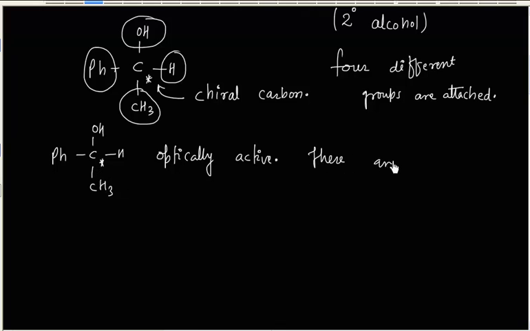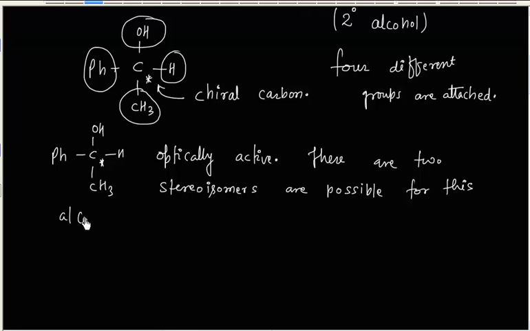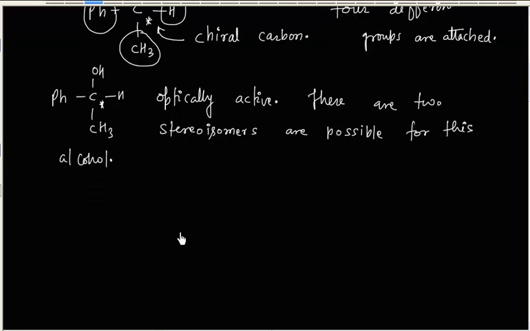So there are 2 stereoisomers possible for this alcohol. And basically these 2 stereoisomers will be enantiomers. So a pair of enantiomers are possible.